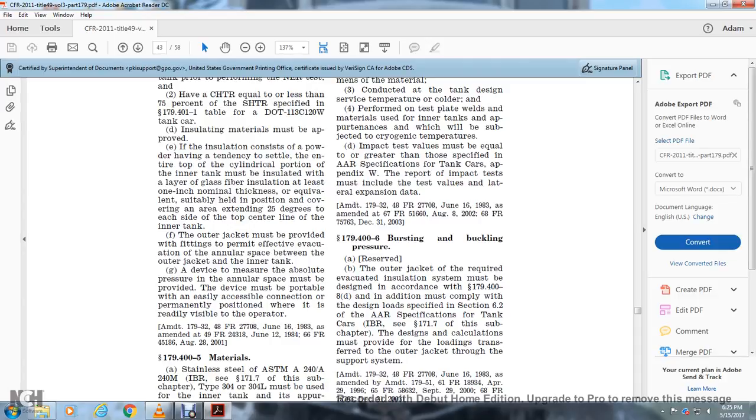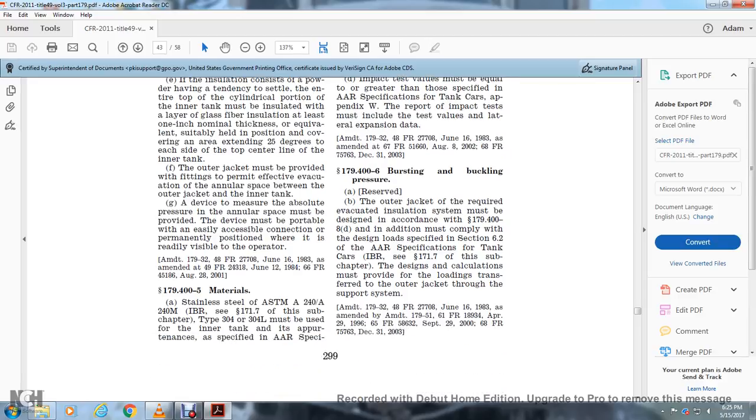A. IBR 151 with the subchapter. The design calculation must be provided with the loading of the transfer of the outer jacket through the support system.